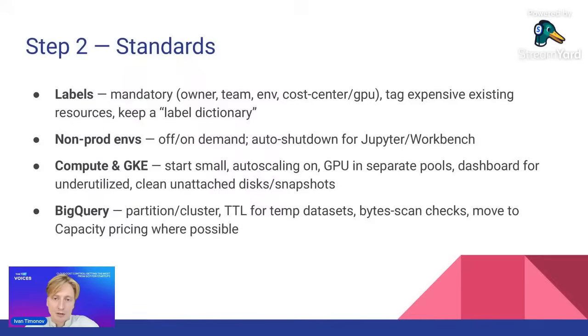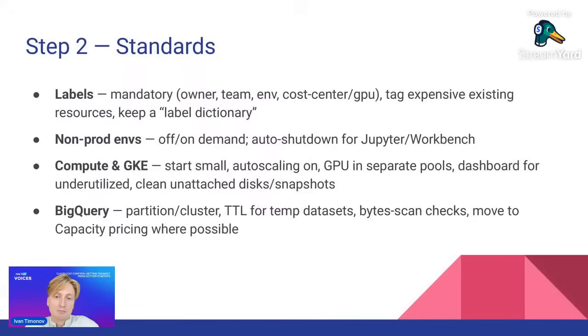Compute and Google Kubernetes Engine. Start new projects with smaller machine types, enabling auto-scaling and optimize later based on real workloads. Keep GPU workloads in separate node pools so regular pods don't land there. Create a dashboard showing top underutilized virtual machines, GKE nodes, and Cloud SQL instances. Periodically check for unattached disks or old snapshots.